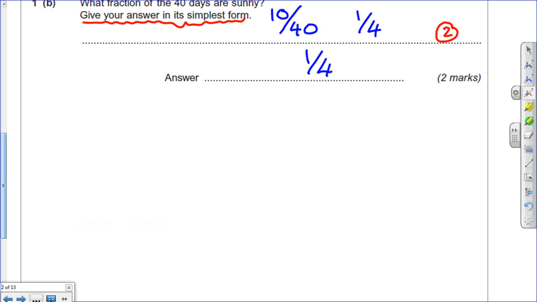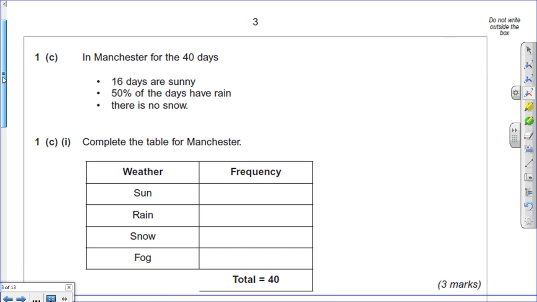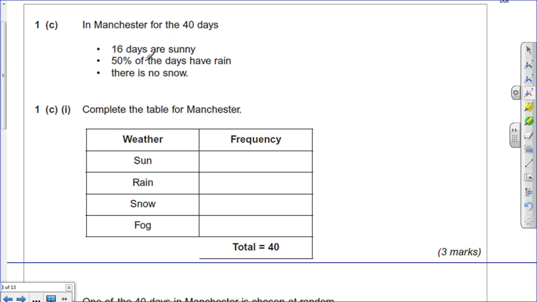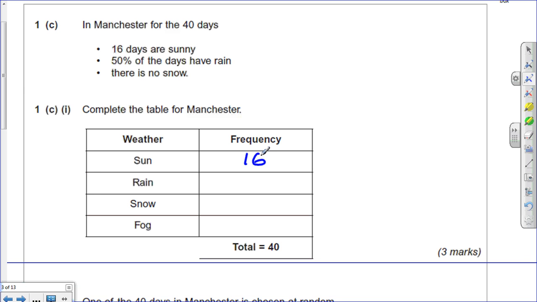Right, let's move on. Now, part C of question 1. In Manchester for the 40 days, so as opposed to London, 16 of the days are sunny, 50% of the days have rain, there is no snow. Complete the table for Manchester. So we put the 16 in. They didn't tell us how many days had rain, but they said it was 50%. So we get our calculator to do that.